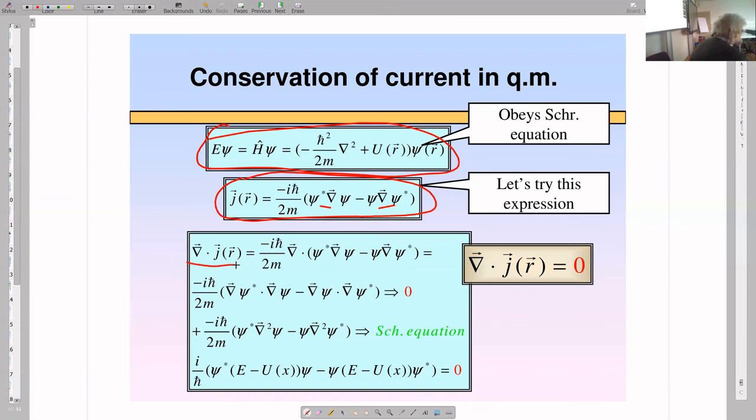One can just compute the divergence of this current with the help of the Schrödinger equation. It's manipulation of the gradients, and after that, one obtains that in the stationary case, the probability current is conserved. Quantum mechanics makes sense. If the probability would rise from nothing, or disappear to nothing, it would be very bad for quantum mechanics. Fine, conservation of current in quantum mechanics.